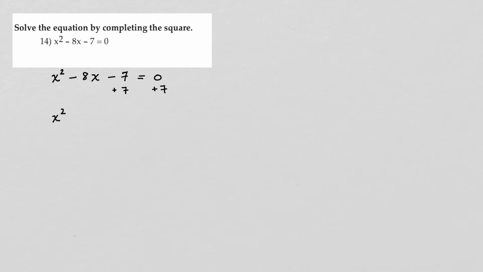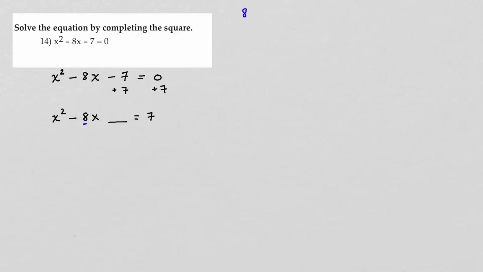So then I have x squared minus 8x, and I'm leaving a space here, and on the other side I have 7. Okay, so now I have to figure out what should be added to both sides. I have 8 as my coefficient of the middle term, and I don't need to care about whether it's a positive or a negative 8.